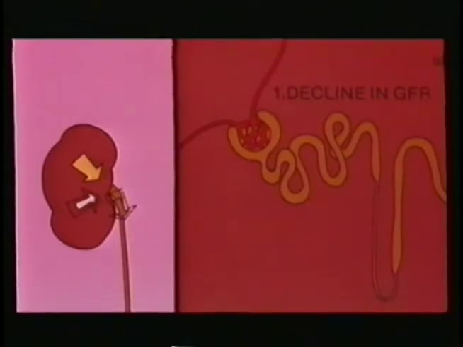In either instance, the kidney has a diminished capacity to excrete free water. The first mechanism responsible for this diminished capacity is a decline in GFR, with a resulting reduction in the volume flow of salt and water to the ascending limb of the loop of Henle.